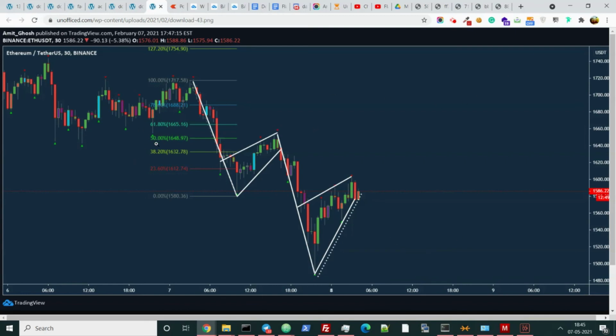As you can see, it is retracing to the 50%. We can also assume that it will retrace to the 50% in here also. So that is part of the induction theory, right? If it is happening in the past, then it will happen in the future also. So that's how the Fibonacci is being used here.